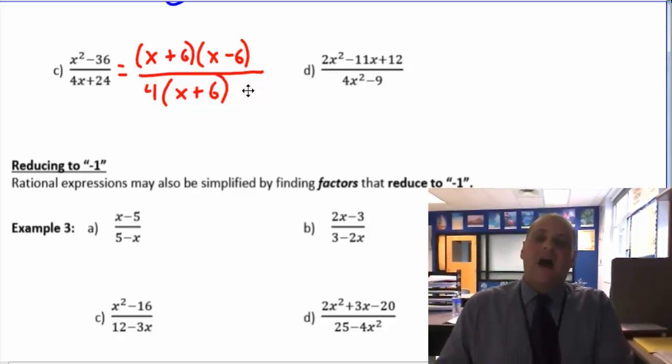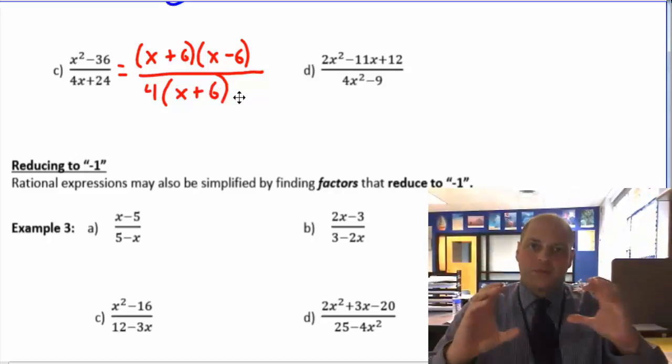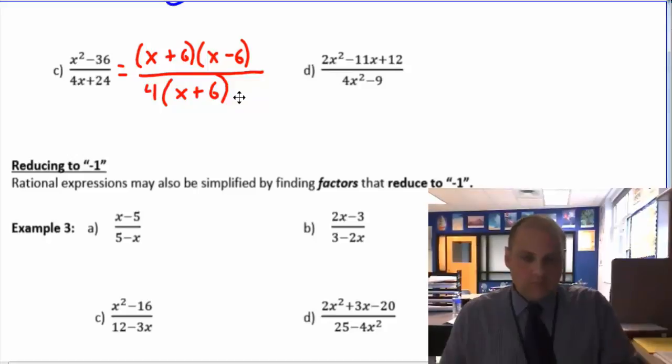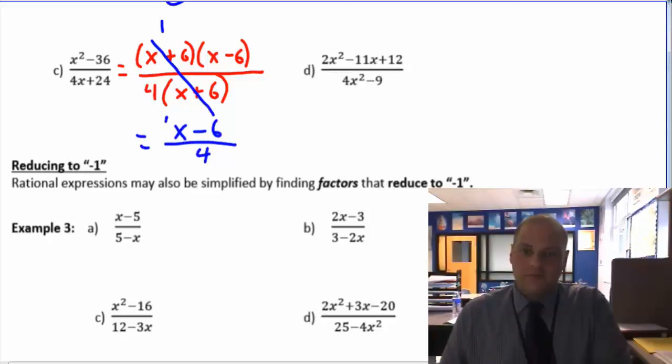Now we don't have common monomial factors, but we have binomials that reduce to 1. x plus 6 divided by x plus 6, x plus 6 over x plus 6, that is 1. So I take my x plus 6's, and that reduces to 1. And I'm left with just x minus 6 over 4. There we go.